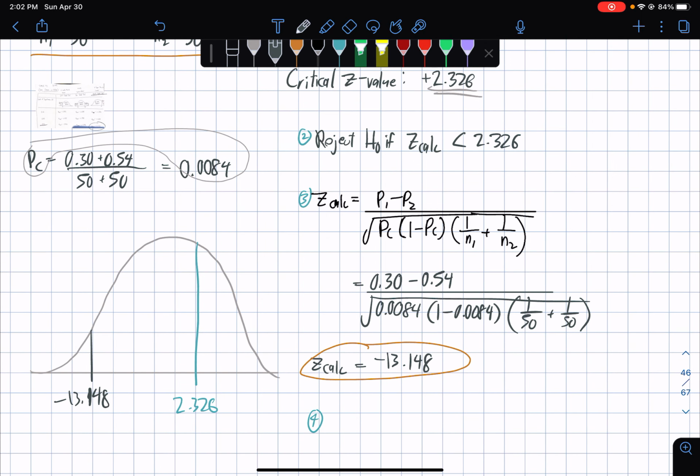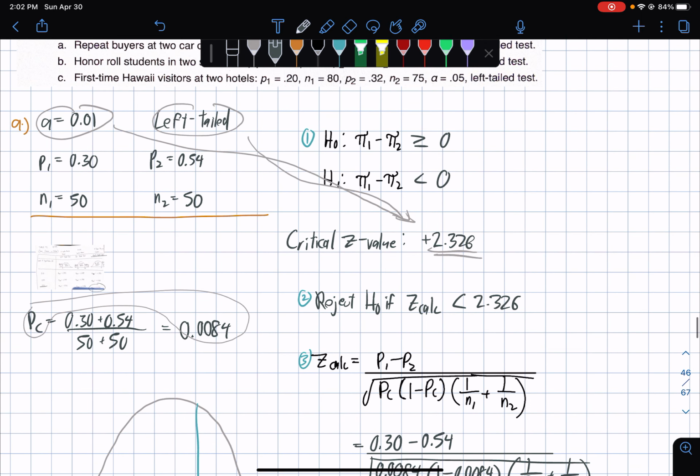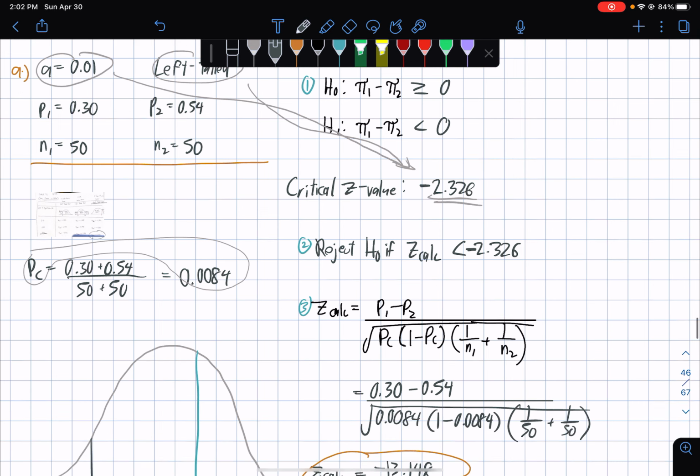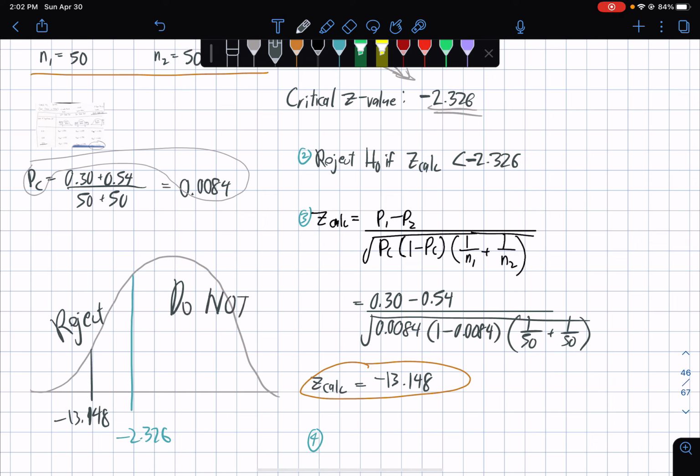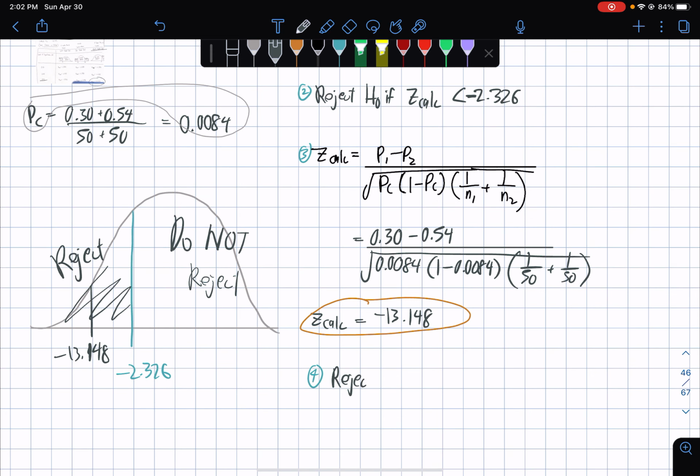This is a left. Oh wait, shoot. This is a left tail test. So the symbol of the critical z value should be negative. My bad. So yeah, it's supposed to be here, negative 2.326. And in the left tail test, this region is reject, and this region is do not reject. So apparently our z-calc is in the reject region, therefore we reject H0, or the null hypothesis.